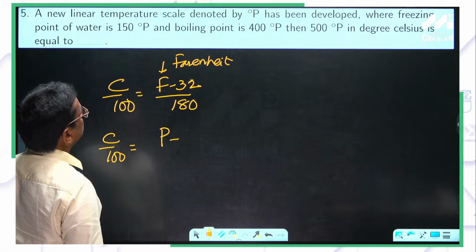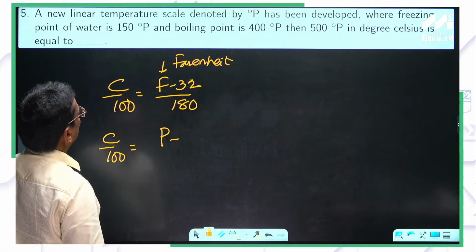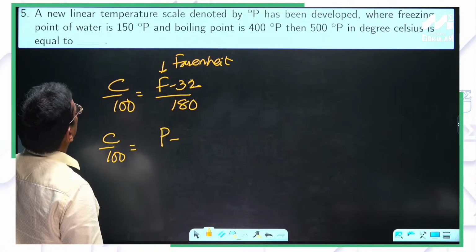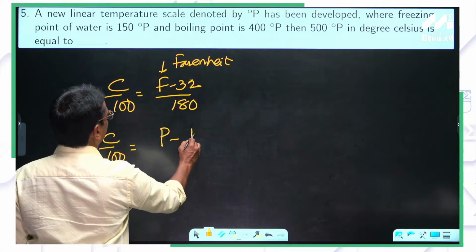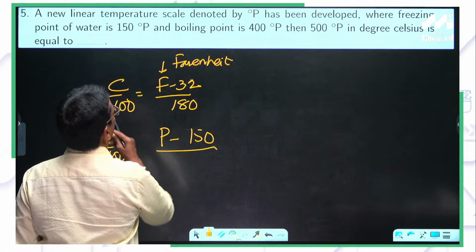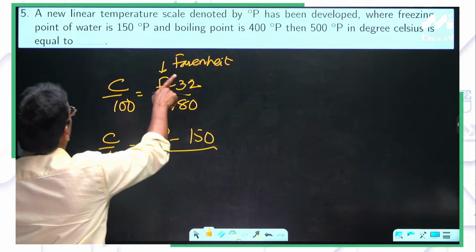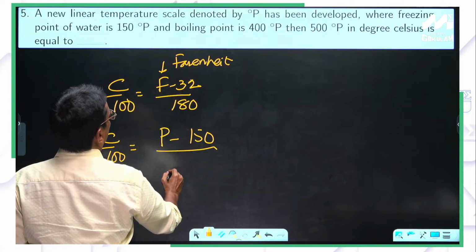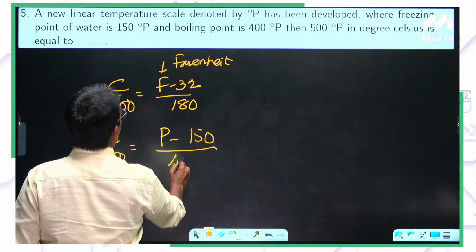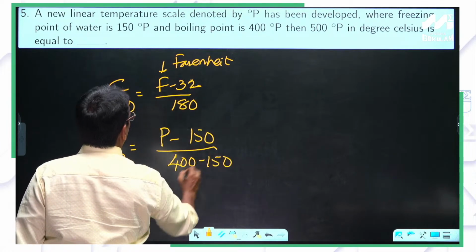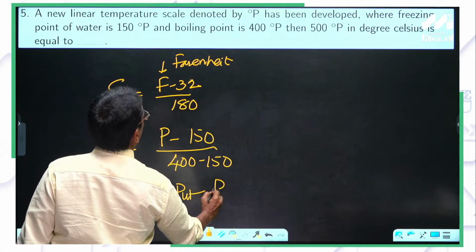P minus, what is that freezing point? Freezing point of water is 150, divided by, what is the difference? Boiling point is 400, freezing point is 150. That is 400 minus 150. Put P is equal to 500.